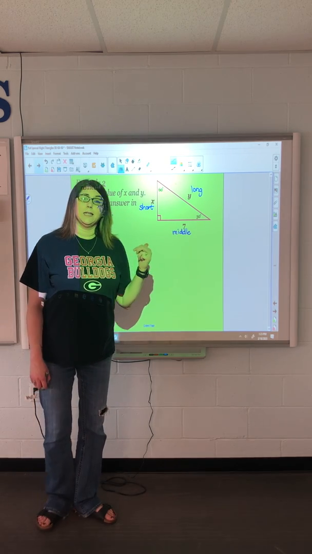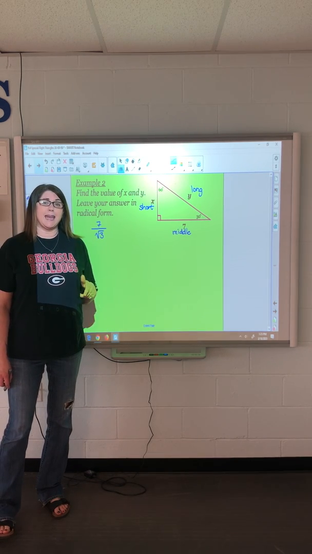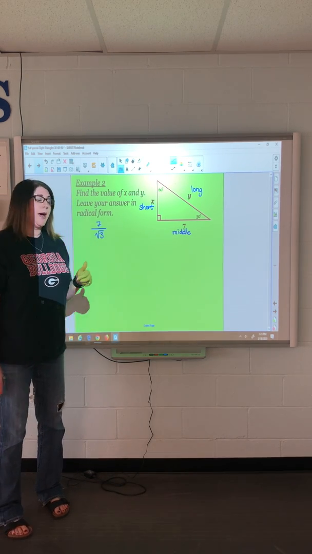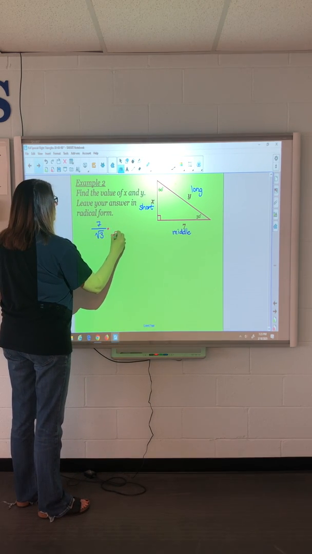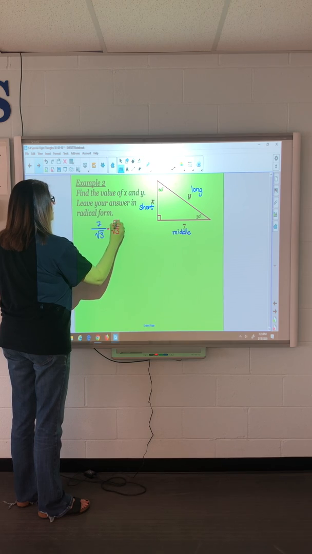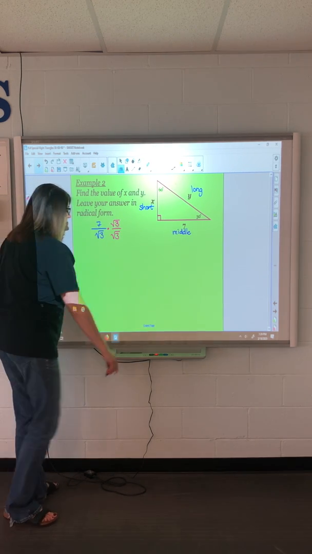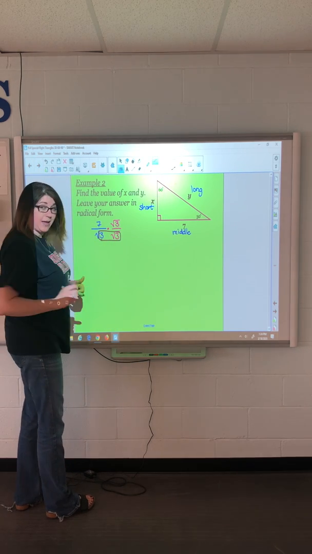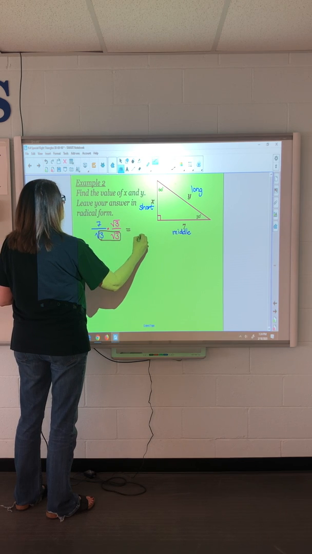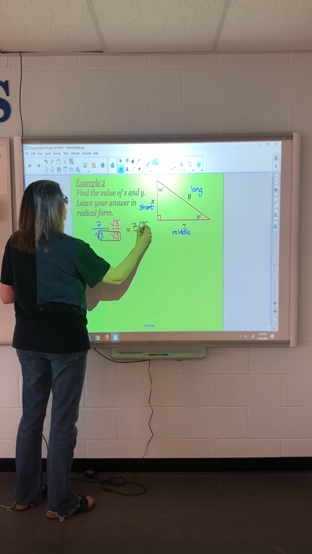Now this runs us into that problem we saw yesterday with the 45, 45, 90 triangle, and that is I can't have a radical in the bottom of my fraction. So we're going to multiply numerator and denominator by the square root of 3. Whatever I do to one, I have to do to the other. And the reason we're doing that is because now in the denominator, we have a pair. So we get to take out a 3, and in the numerator, we're going to have 7 times the square root of 3.